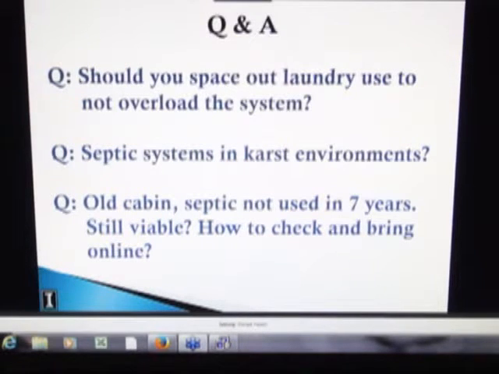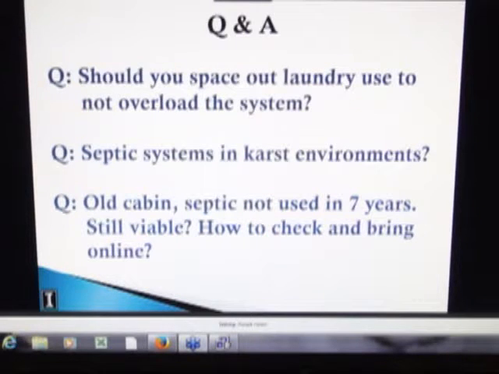Yeah, for sure. The amount of water you can put in a septic system is not infinite. It's all based on the loading rate for a particular type of soil. So if you were to space out your laundry and space out your showers, that would actually give the ground time to absorb some of the water.